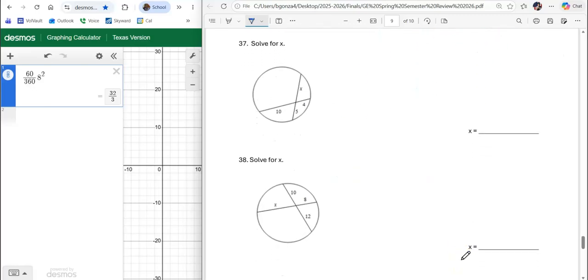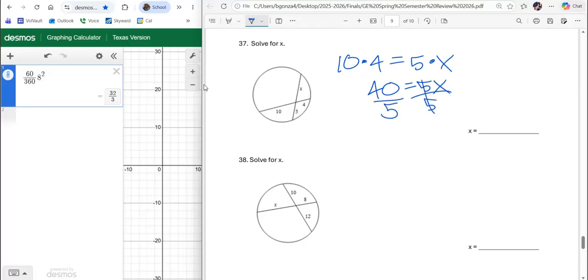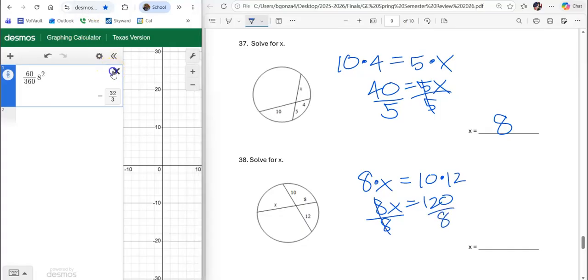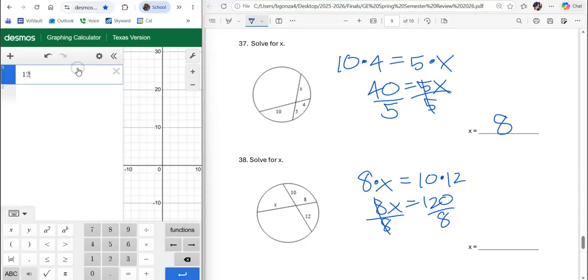All right. The next thing we've got to remember, piece times piece. So 10 times 4, and then 5 times x. 40 equals 5x, divided by 5, and you get 8. Same thing here. 8 times x, 10 times 12. 8x equals 120. Divide by 8. 15.